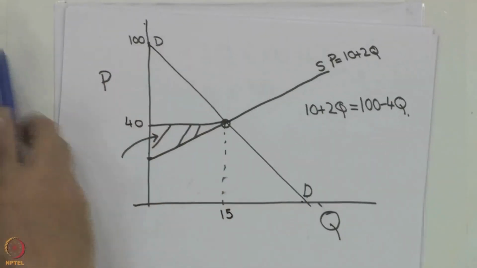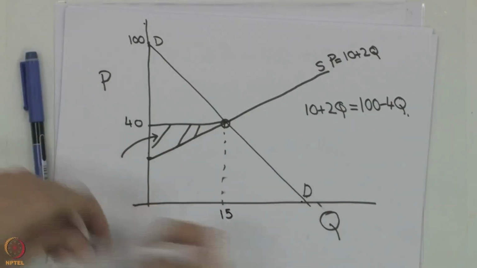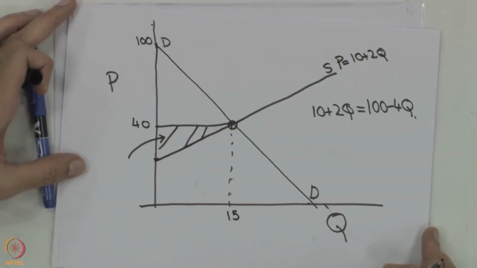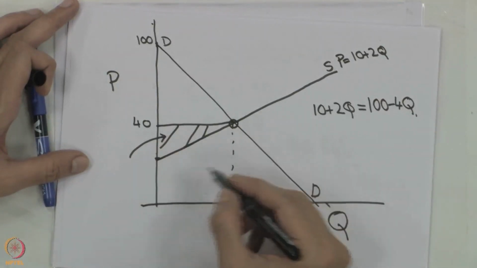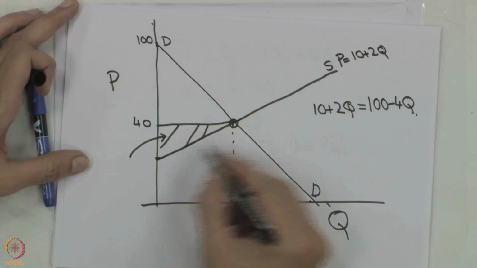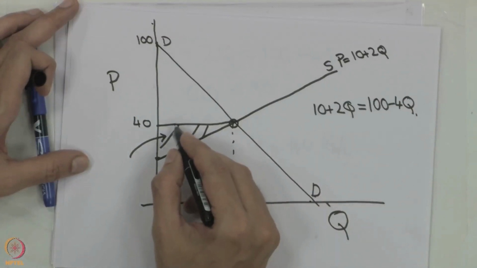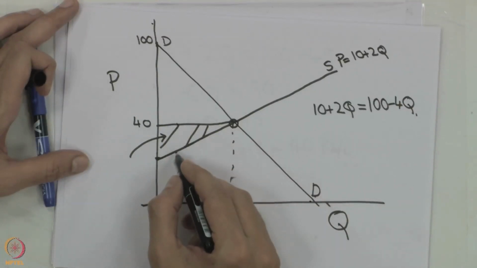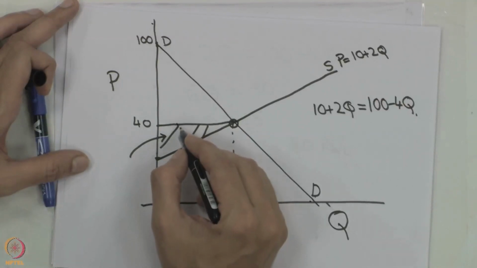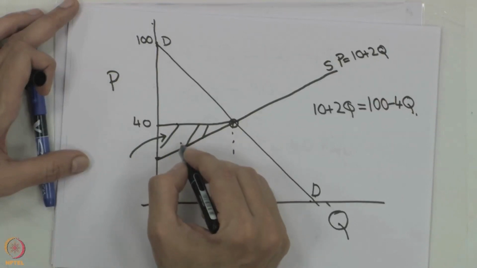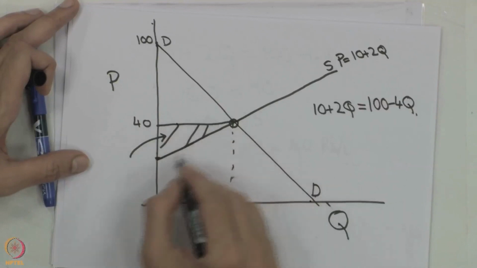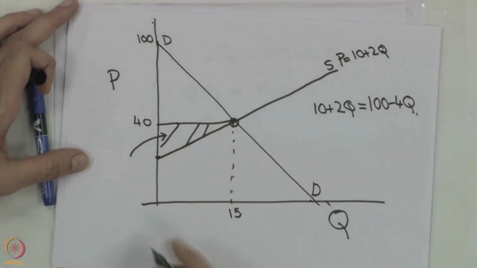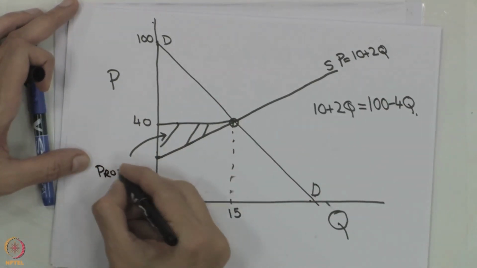The shaded area that we have is the surplus of the producer, because the producer is getting 40 rupees per liter, and at any quantity less than 15, you are getting 40, but the supply curve says the producer is willing to accept a smaller value. So at any point this is the surplus, which is the producer's surplus. When you sum it up over the total amount of Q, this is the amount.